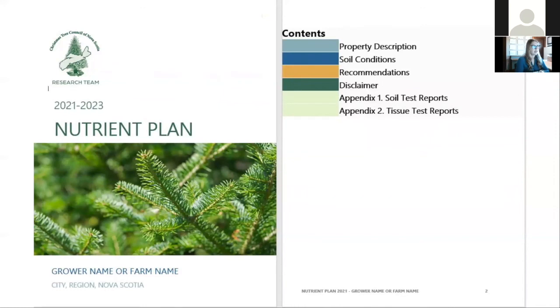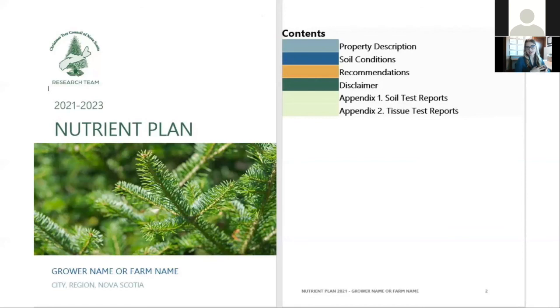But the contents that you have in that, you have a pretty broad property description, which does include individual aerial maps of every lot that was sampled. You also get the GPS coordinates for every tree that we took the sample on. You get your soil conditions, which includes the soil maps that we talked about earlier on, and a more detailed explanation of how to interpret your soil test reports. You get our recommendations. So we do a recommendation for lime, particularly if you need some magnesium added in. And you get your recommendation for fertilizer.